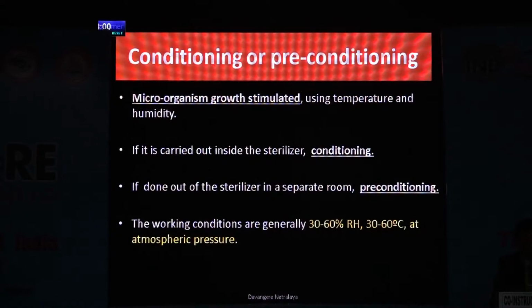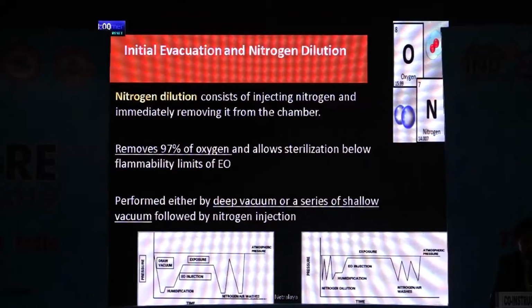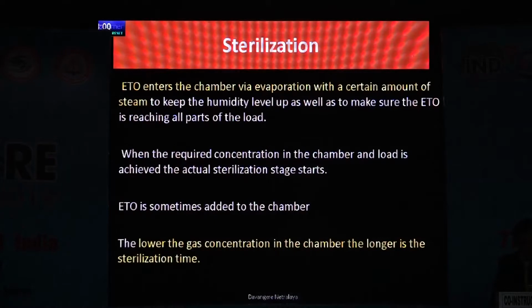The one thing I told, conditioning, preconditioning, we maintain all the parameters, that is the temperature, pressure and the humidity. First the air is removed, then the leakage test is done, all this I showed in the video. Sometimes the initial evacuation of air can be done by using nitrogen also. You do multiple cycles of introducing nitrogen into the chamber. It is called nitrogen dilution, which effectively removes the air, so that creates a much better vacuum. You can do shallow as well as deep cycles to get rid of the air.